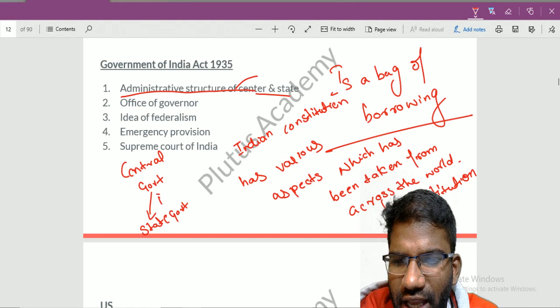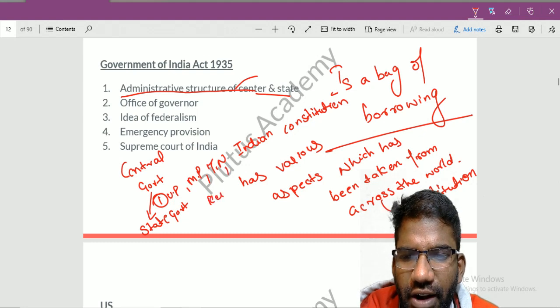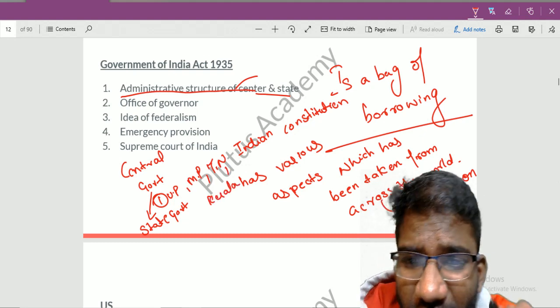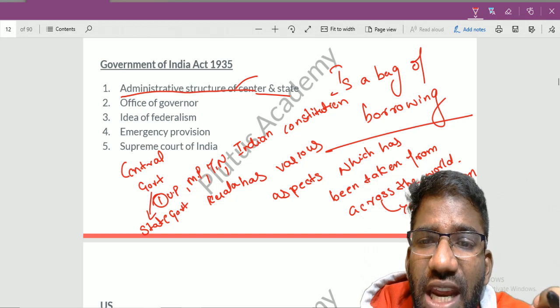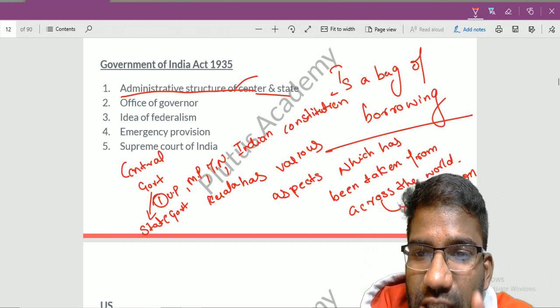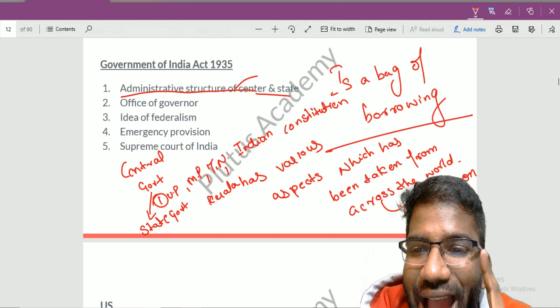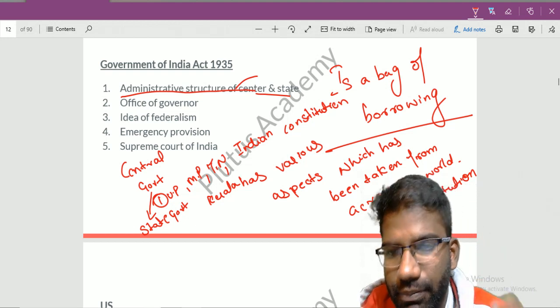This state government can be the state government of Uttar Pradesh, Madhya Pradesh, Tamil Nadu, Kerala, Rajasthan, etc. All this administrative structure, how the state government will function and how the central government will function, has been taken and added to the Indian Constitution from the Government of India Act 1935.